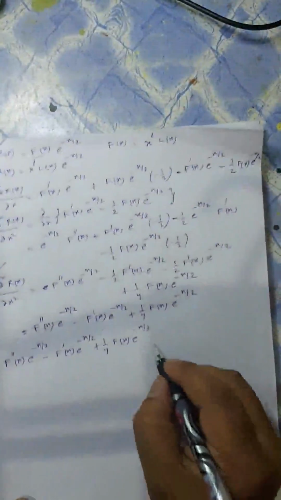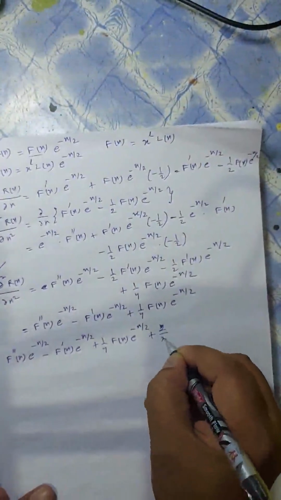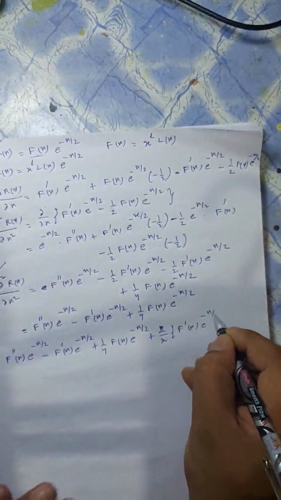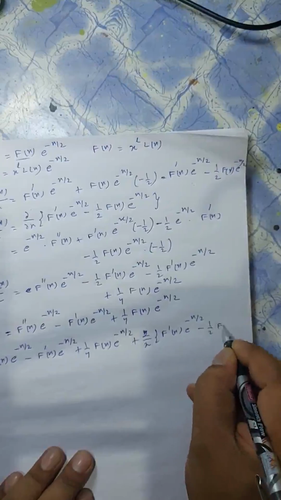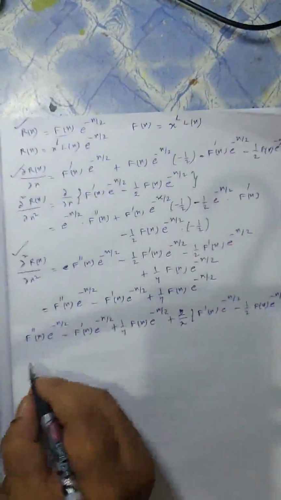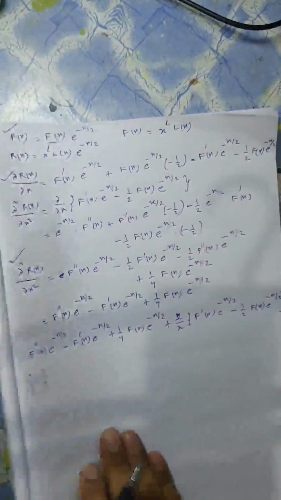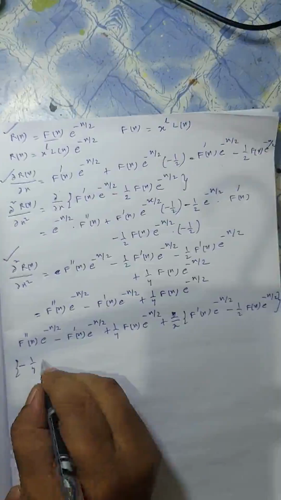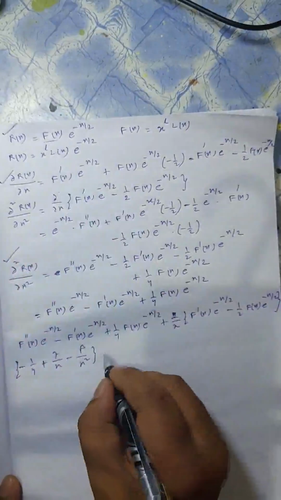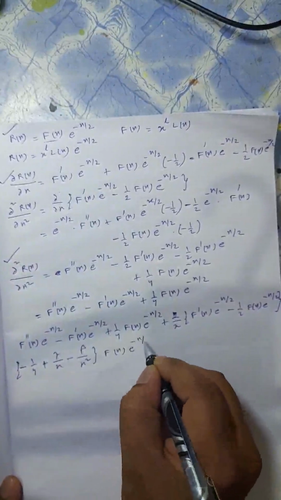2 by x d by dx plus 2 by x. Then we have to put this value, f dash x e to the power minus x by 2 minus half f(x) e to the power minus x by 2, bracket into 2 by x. Then what is remaining? Minus 1 by 4 minus bracket 1 by 4, lambda by x plus lambda by x minus beta by x square, beta by x square. In place of R I write this one, f(x) e to the power minus x by 2.